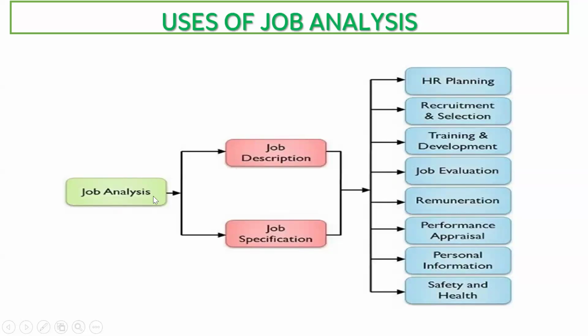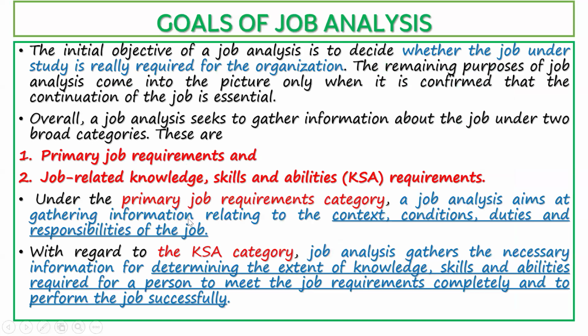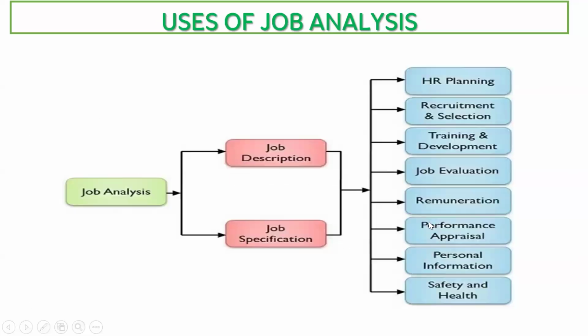So when you are doing a job analysis, this is what you are going to get. From job analysis, there is the job description. This job description is what you are talking about, the primary job requirement. Then number two, the job specification. The job specification is all about the knowledge, the skills, and the attitude required to perfectly or efficiently do a job.